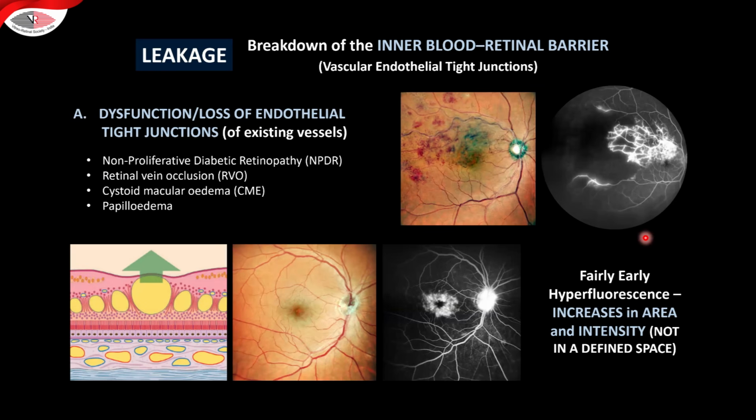Then you come to the leakage. So here there is loss of the junctions that we were discussing earlier in the barriers. And this happens very commonly in all vascular pathologies, most commonly being diabetic retinopathy, retinal vein occlusion, cystoid edema, papilloedema. A lot of pathologies where there's a leakage because the junctions have broken down and the dye would tend to leak.